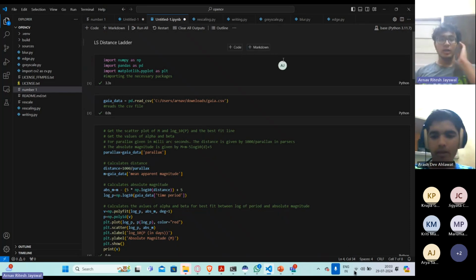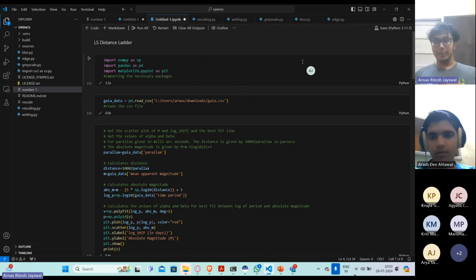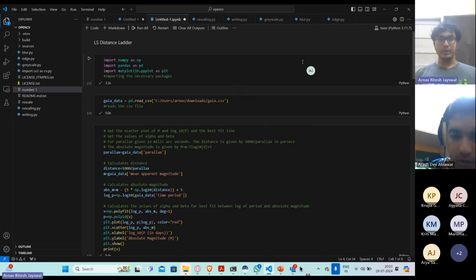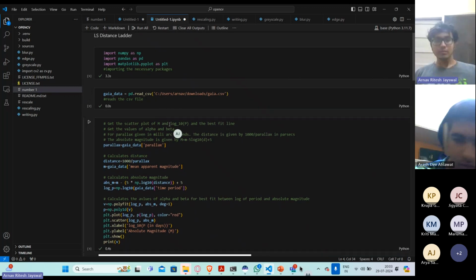So basically, as I'll reiterate, the code is to develop a model. We need to find alpha and beta, and after we find alpha and beta, we need to find the distances and interpret the data. So how will we find alpha and beta? Let's run through the code. Initially, the first bit is just importing the necessary libraries, and the second part is reading the CSV file.